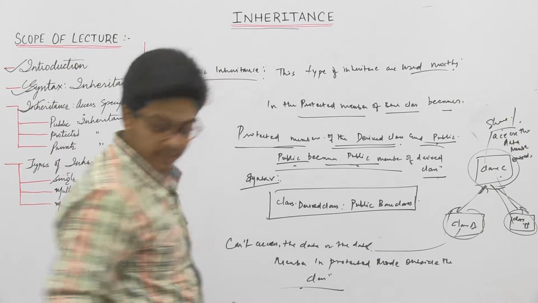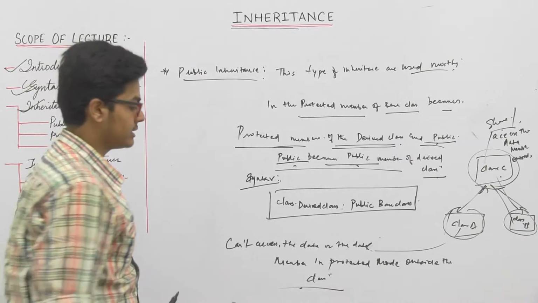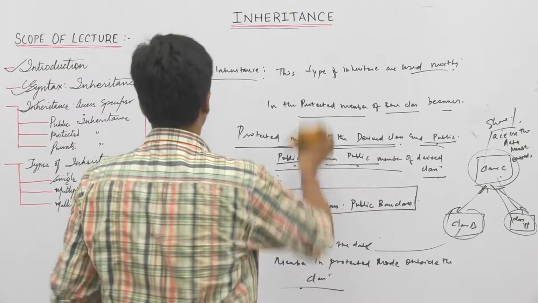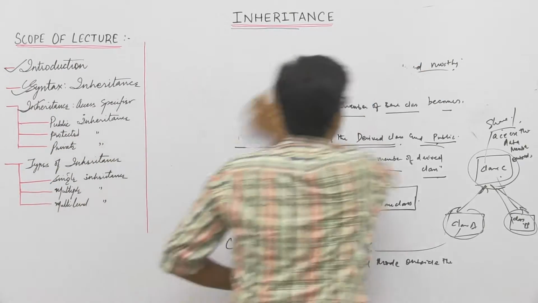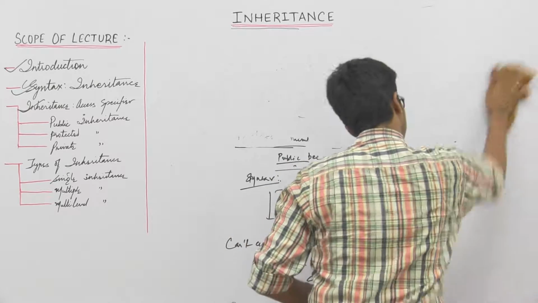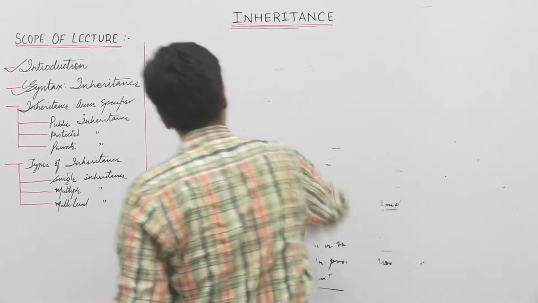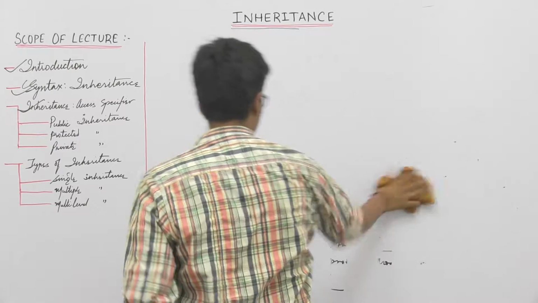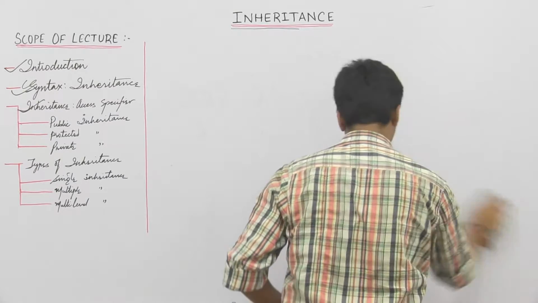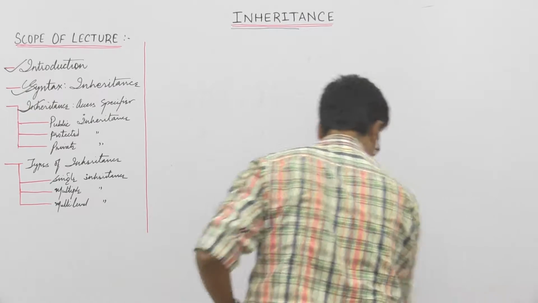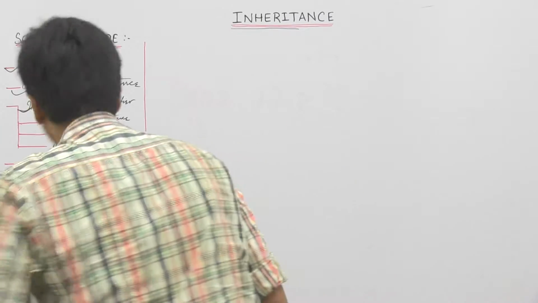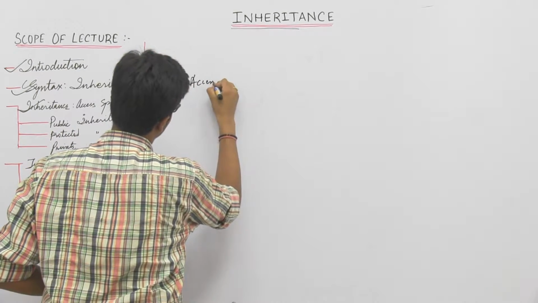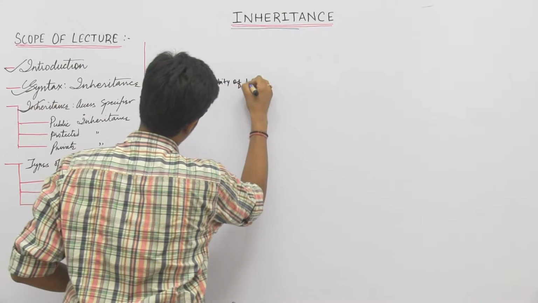If you see the accessibility table, how can we access members in public, private, and protected mode? Here is the table for public inheritance, so that you can easily memorize how it is accessible in public, private, or protected mode or not. So here is the table: accessibility of base class.